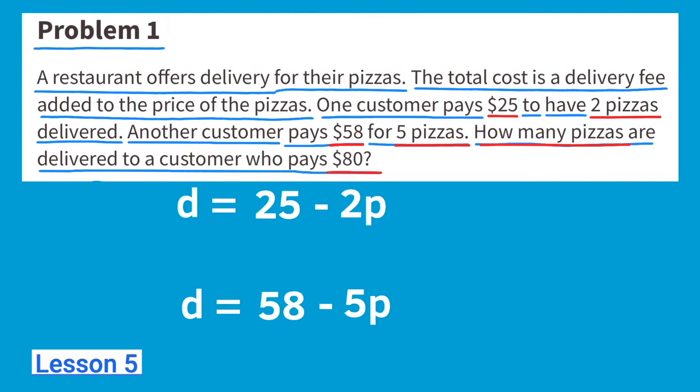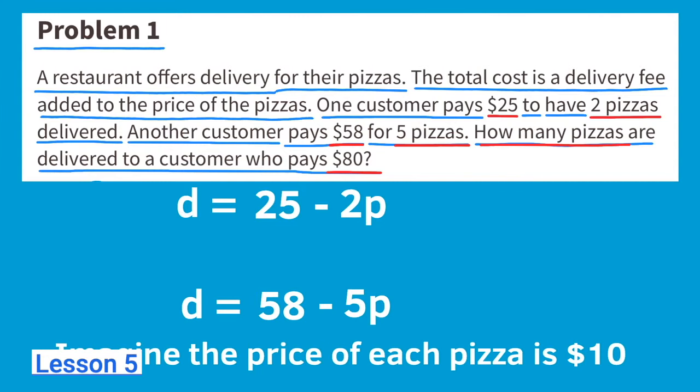I want to just test this out and plug some values in for p. Imagine the price of each pizza is $10. So if the price of each pizza was $10, 2 pizzas would be $20, and 5 pizzas would be $50. So 25 minus 20 equals 5, and 58 minus 50 equals 8. One delivery fee came out to $5, the other delivery fee came out to $8. So we know that the price of the pizza is not $10 because the delivery fee is the same every single time. So let's try $11 for the pizza.